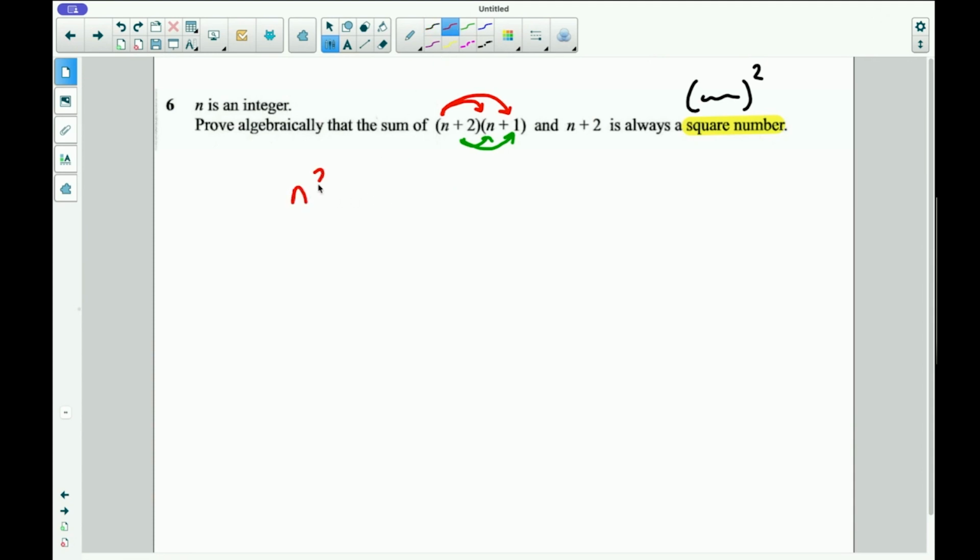Not my favorite holiday. n squared plus n plus 2n plus 2.